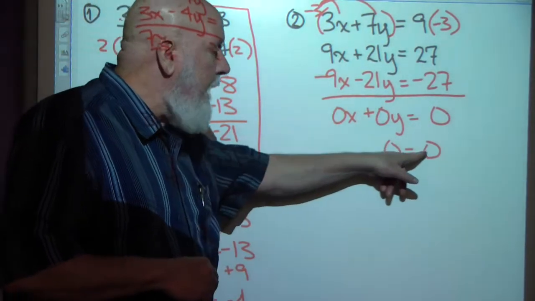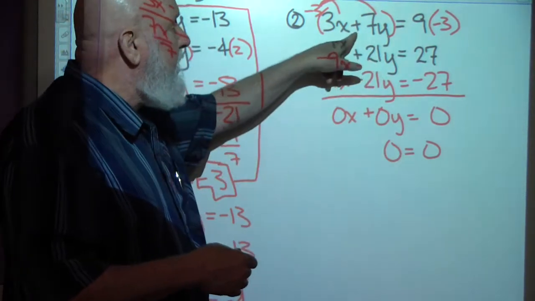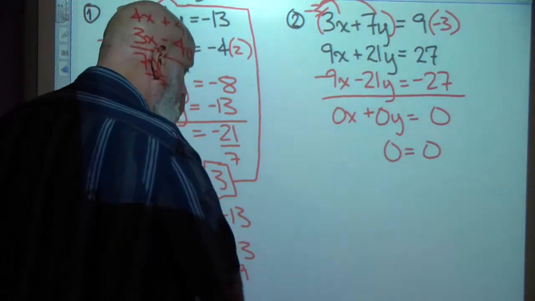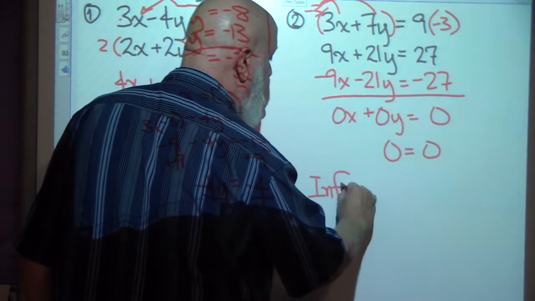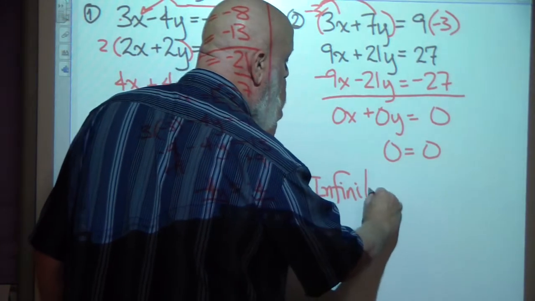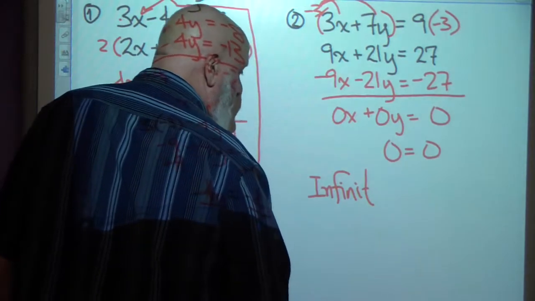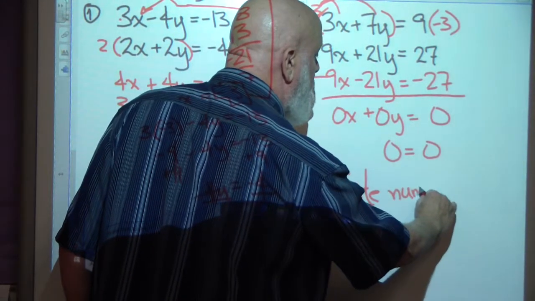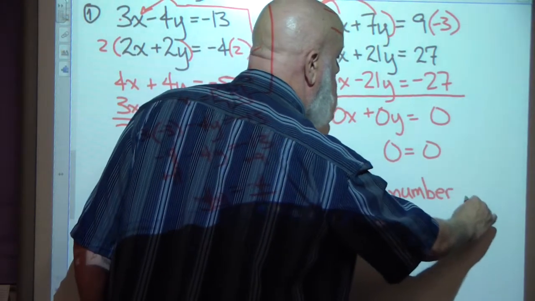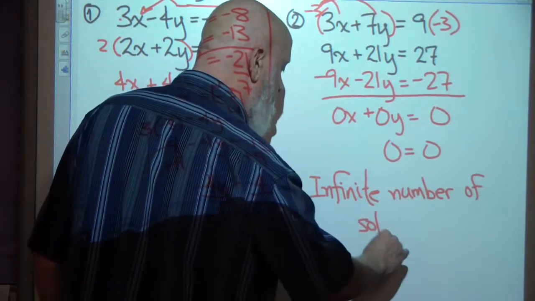If you have a true statement, this is either true or false. If this is true, which it is, then that means this system has an infinite number of solutions. And we're done. Oops, see if I can spell infinite. Infinite number of solutions. Or infinitely many solutions.